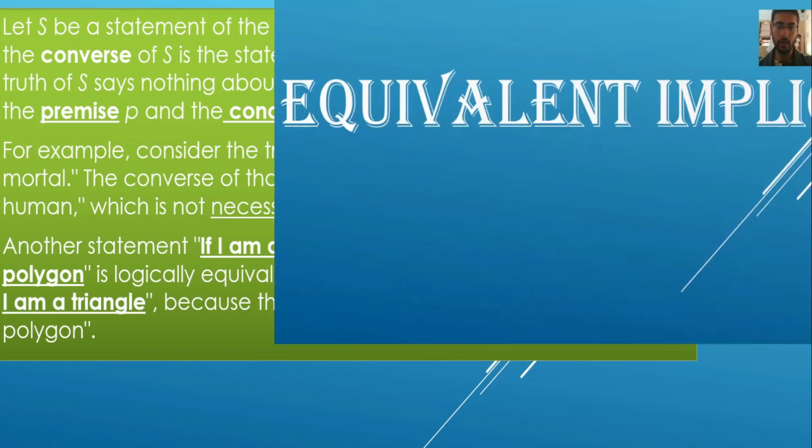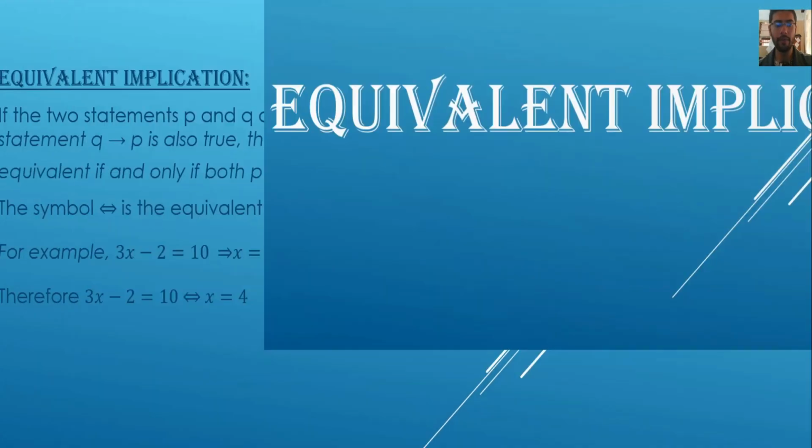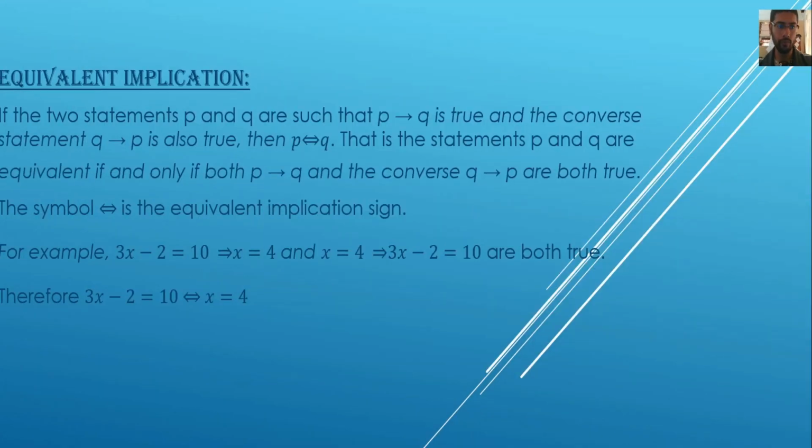Let's look at equivalent implication. Equivalent implication is when P implies Q is true and the converse of it, Q implies P, is also true. By then we will say P is equivalent to Q, because P implies Q and Q implies P both are true. And the example is 3x minus 2 equals 10 implies x equals 4, and x equals 4 implies 3x minus 2 equals 10 are both true. Therefore, 3x minus 2 equals 10 is equivalent to x equals 4.